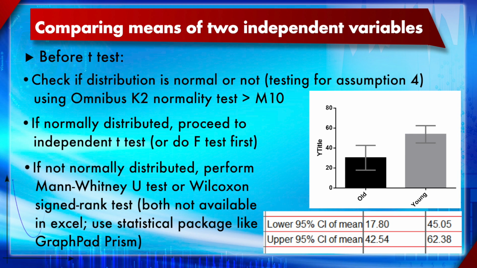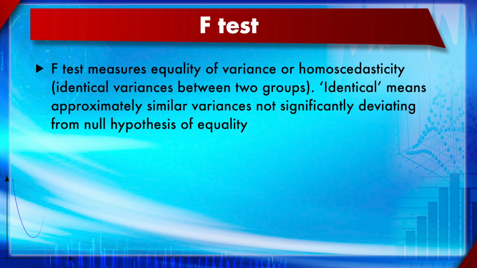That is the problem. The F-test measures the equality of variance, or homoscedasticity. That means identical variance across the two groups. If you're comparing group A with B, are the variances of these two groups equal or unequal? That is what the F-test compares. F stands for Fisher, one of the founding fathers of statistics. He designed this test, and the same letter F is used for another distribution called the F distribution. We are going to learn that in the next module. That is also because of Fisher.